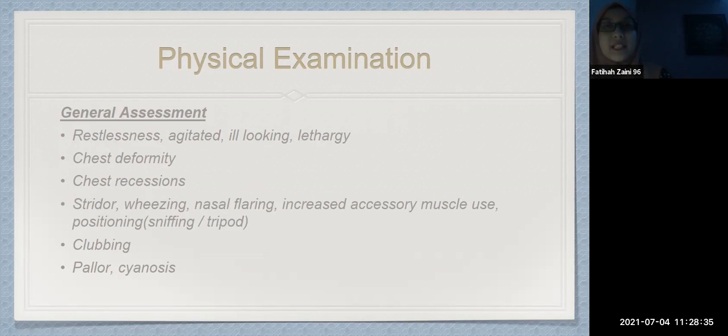Clubbing, if we suspect this patient might have congenital heart disease, and pallor or cyanosis, for example in severe anemia, where they usually look pale compared to usual.